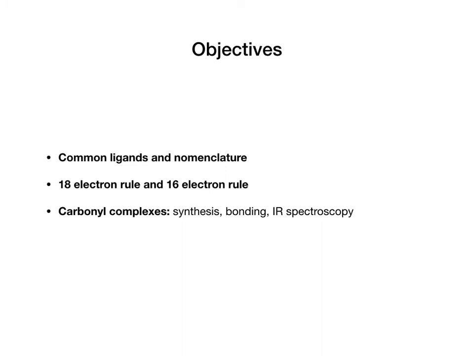Our objectives are the following. We're going to discuss briefly the naming and types of common ligands in organometallic chemistry. We're going to spend a bit more time on the 18 electron rule and the 16 electron rule. We're going to go over some exercises together. And finally, we're going to spend a bit of time on carbonyl complexes, discussing their synthesis, bonding, and IR spectroscopy.